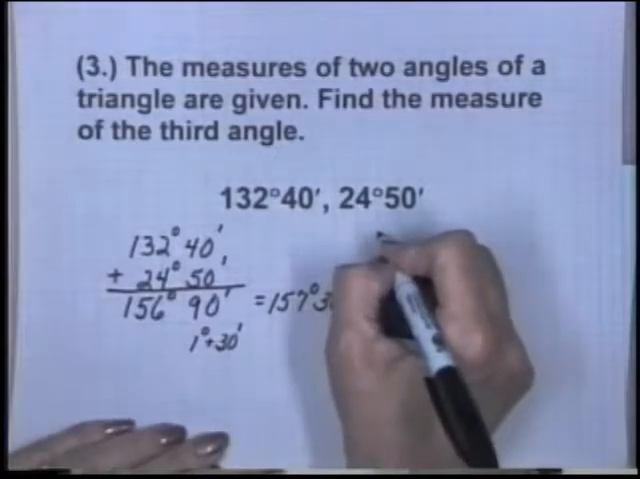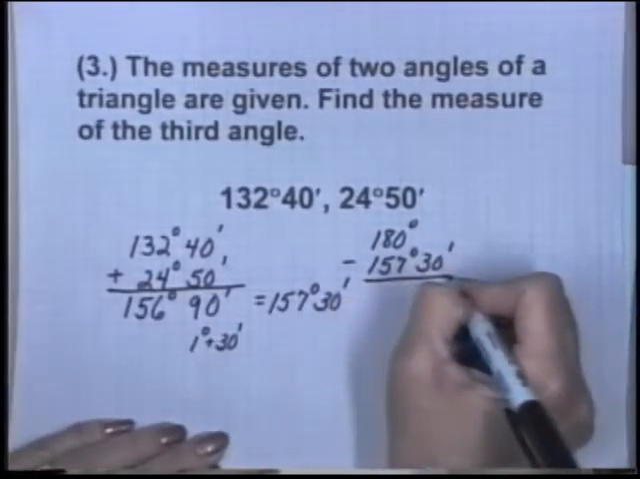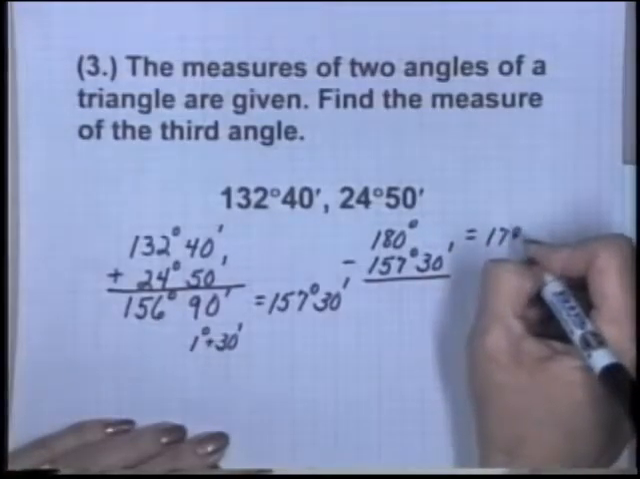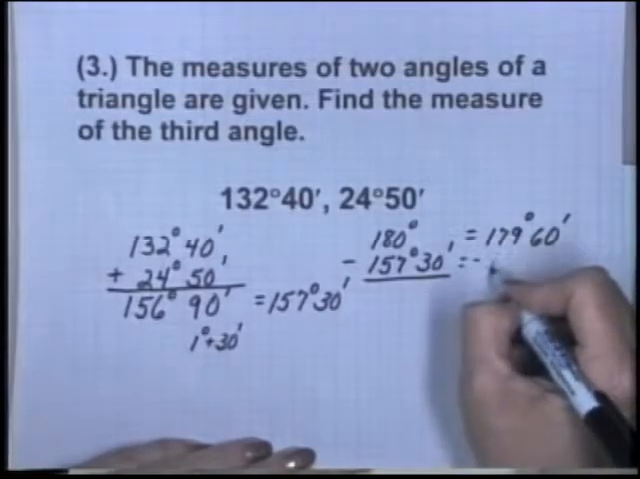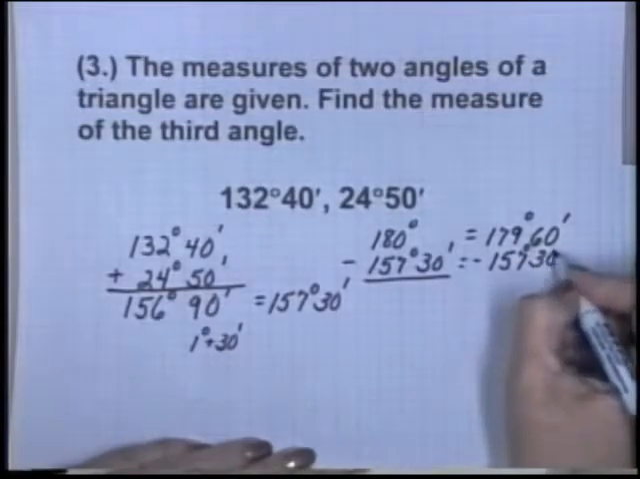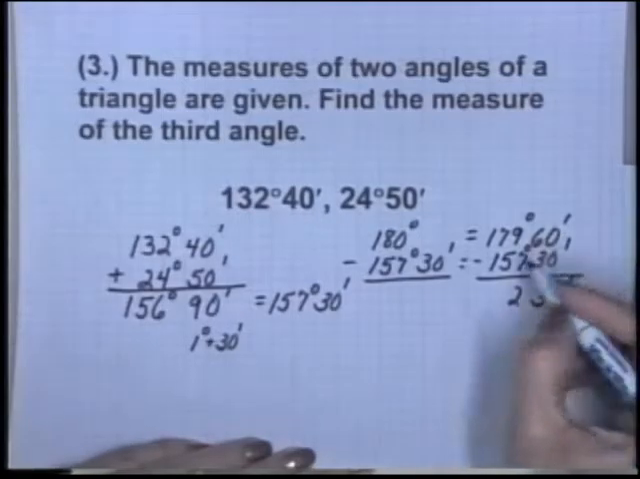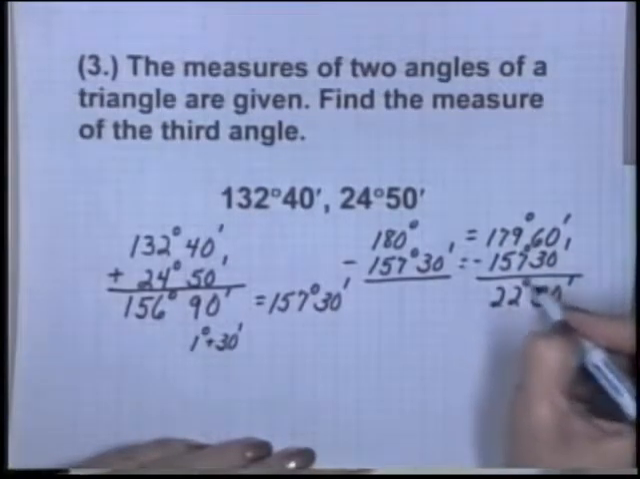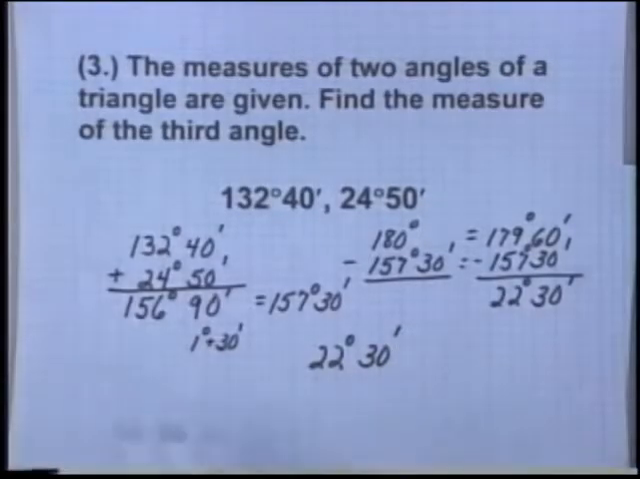Now we will subtract that from 180 degrees. To do that, we'll write the 180 degrees as 179 degrees, and we'll write that other degree as 60 minutes. 30 from 60 gives us 30. 7 from 9 gives us 2. 5 from 7 gives us 2. So that third angle in that triangle would measure 22 degrees, 30 minutes. If we wanted to check that, what we would do would be we would add these three angles together, and that sum should give us 180 degrees.